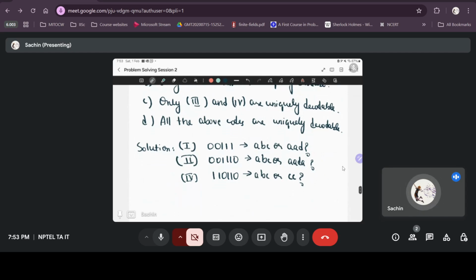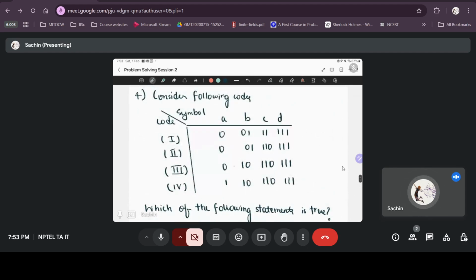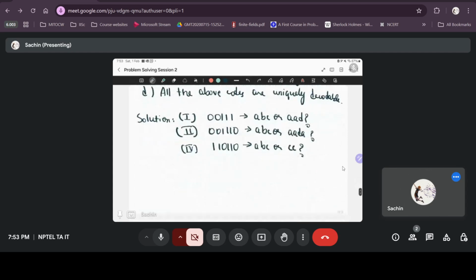The only other option, 3, is actually a prefix-free code because 0 is not a prefix of any of the other code words. 10 is not a prefix of C or D, and 110 is not a prefix of D. So none of the code words is a prefix of any of the other code words. Therefore, 3 is a prefix-free code. Therefore, 3 is uniquely decodable.